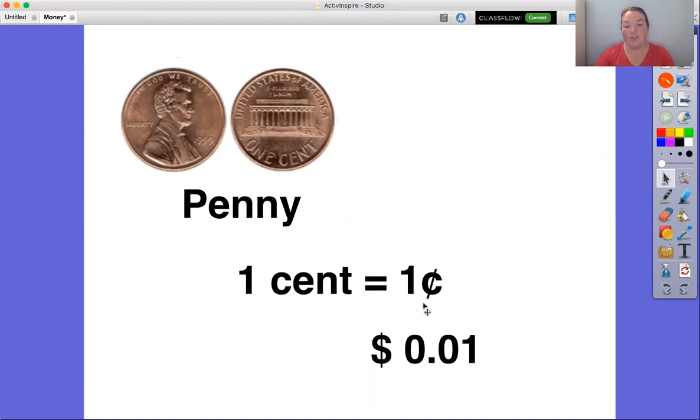Penny is worth just 1 cent. Now, if we use the dollar sign and write it with dollars, our cents are going to be right behind this decimal point. And so we look and a penny is worth just 1 cent, okay?